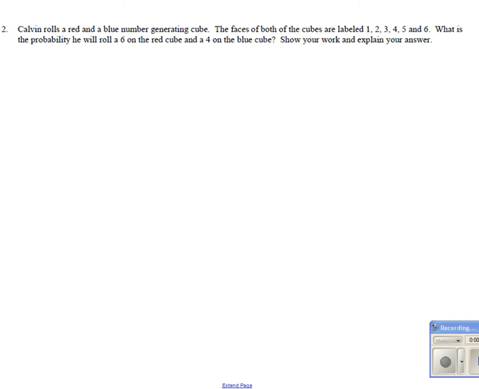Number 2. If you roll a red and blue cube, faces of both cubes labeled 1, 2, 3, 4, 5, 6. What's the probability he'll roll a 6 on the red and a 4 on the blue? So this one's a little bit confusing simply because they put red and blue cube. Does that really matter? No. All that is a way of just identifying which cube is which. So we say, what is the probability of getting a red 6?